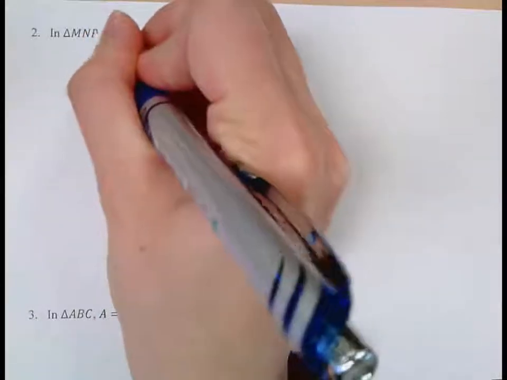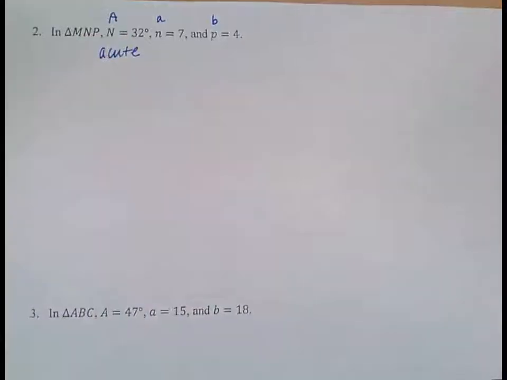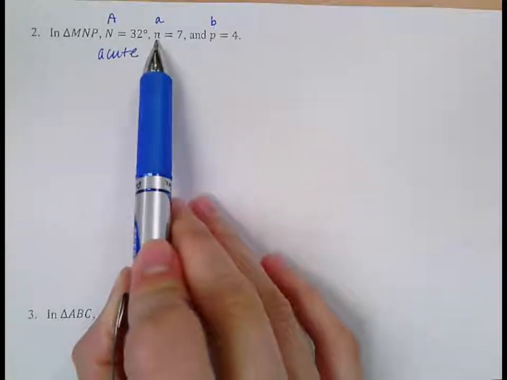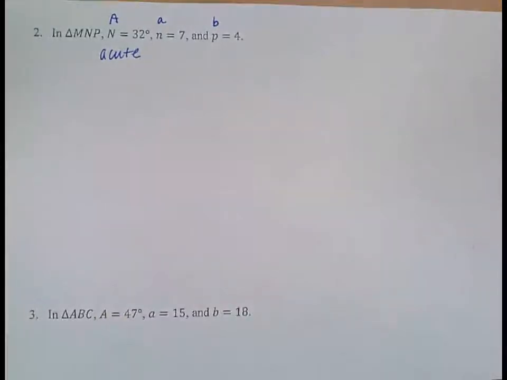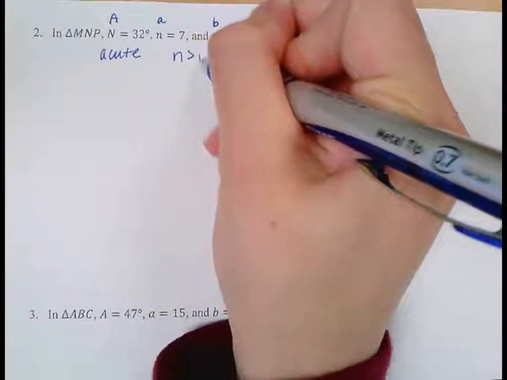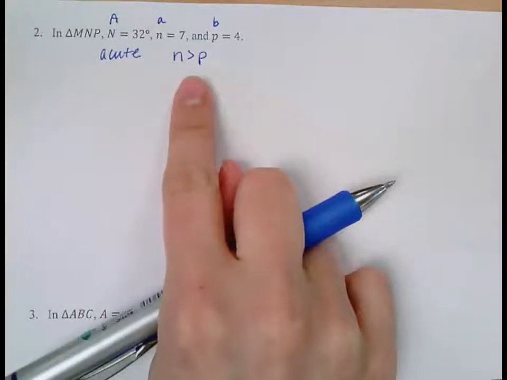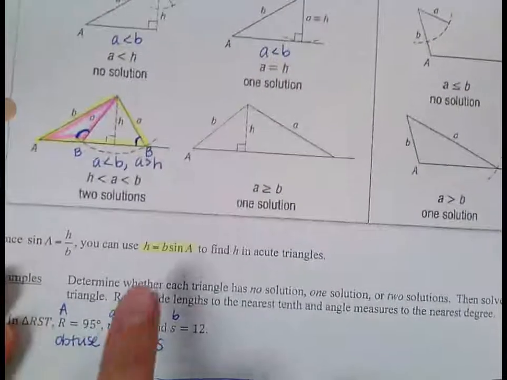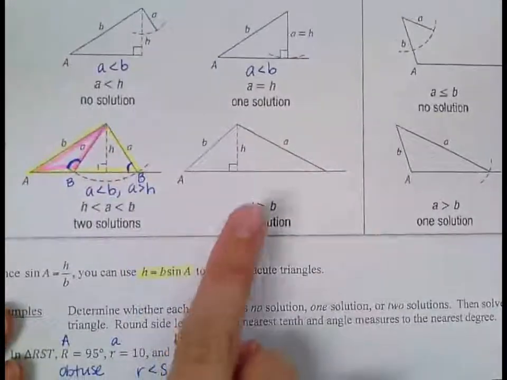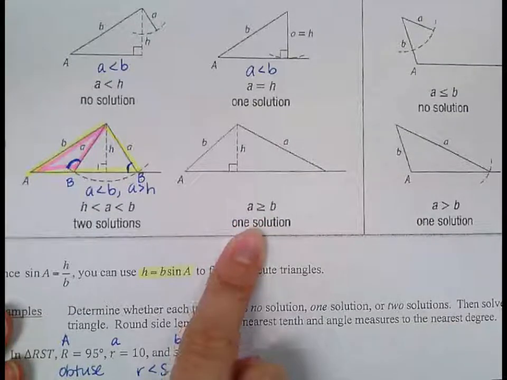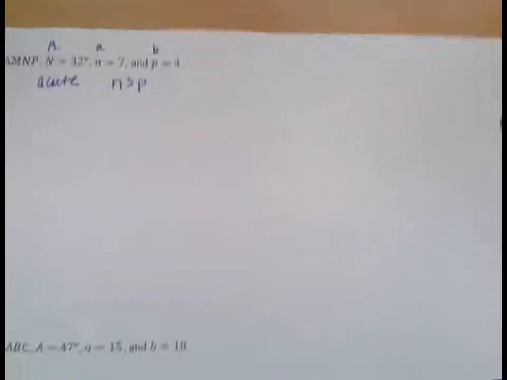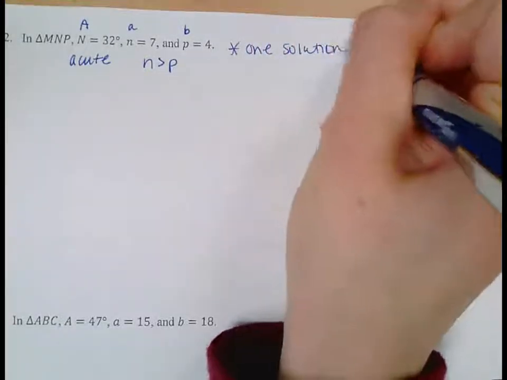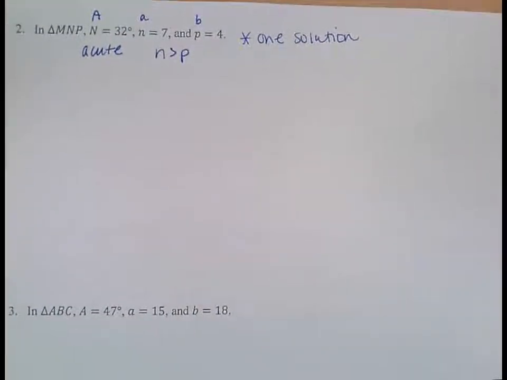Acute, less than 90. So if we have an acute angle, you have to then, again, compare your two sides. In this case, we want to know is N less than or greater than P. So 7 is bigger than 4, so N is greater than P, which would be equivalent to side A being larger than side B. So if you look back at your sheet, for an acute angle A, when A is larger than B, there's one solution, one possible triangle. So we know there's one solution for these two sides and that angle.